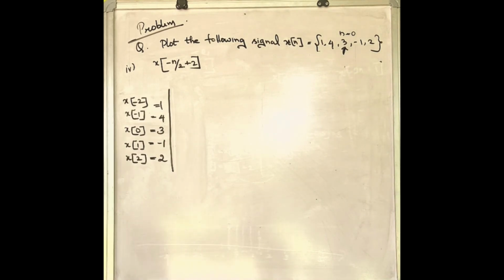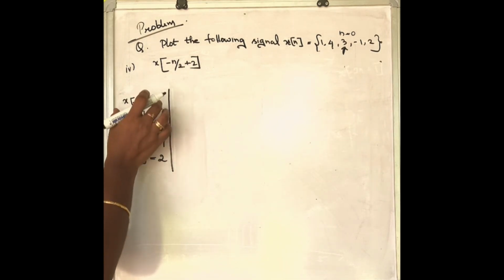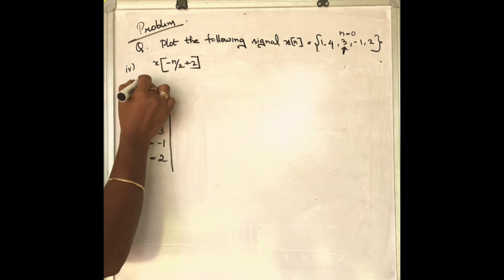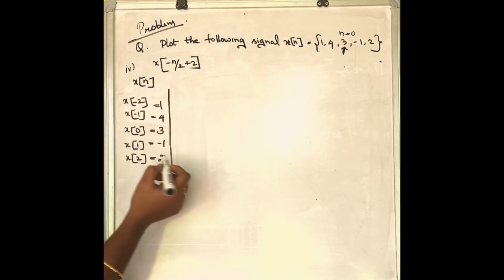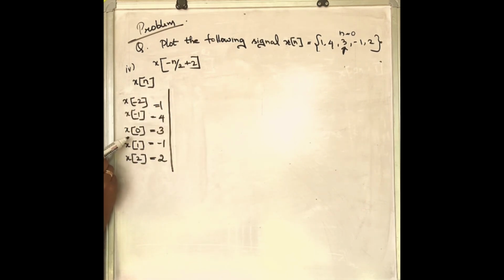Fourth subdivision. Plot the following signal x of n. The sequential representation is given and you're asked to solve it. X of minus n by 2 plus 2. Okay, so now here x of n value I have already written. Once again I'll repeat, these are the amplitude values. Here minus 2, minus 1, 0, 1, 2 represents the n value. So x of n is written.